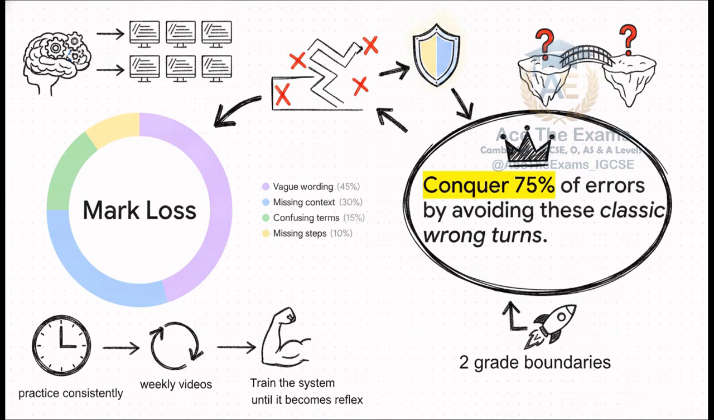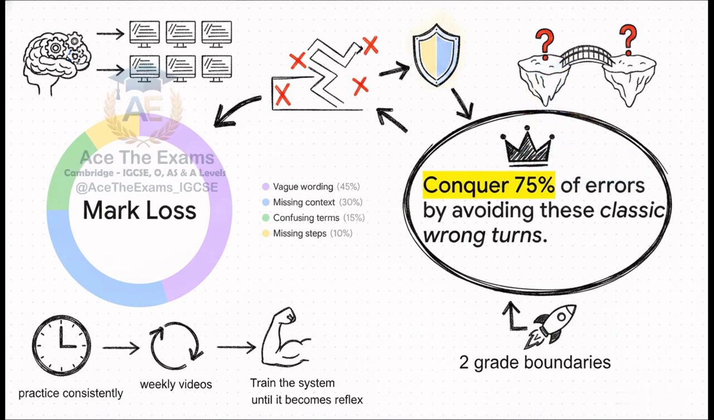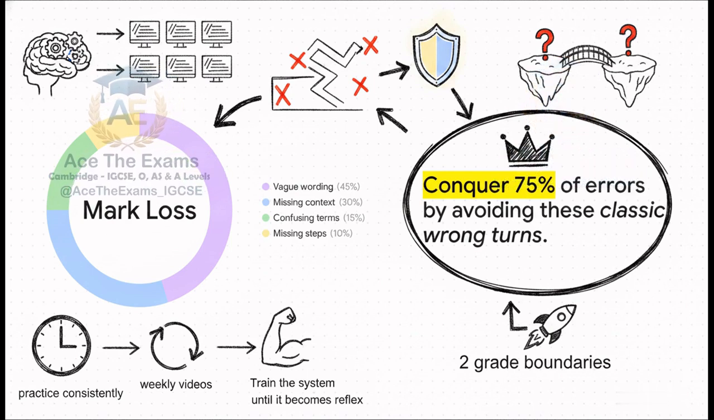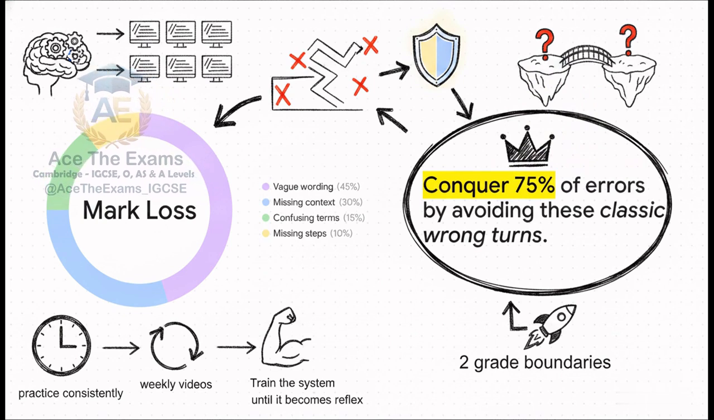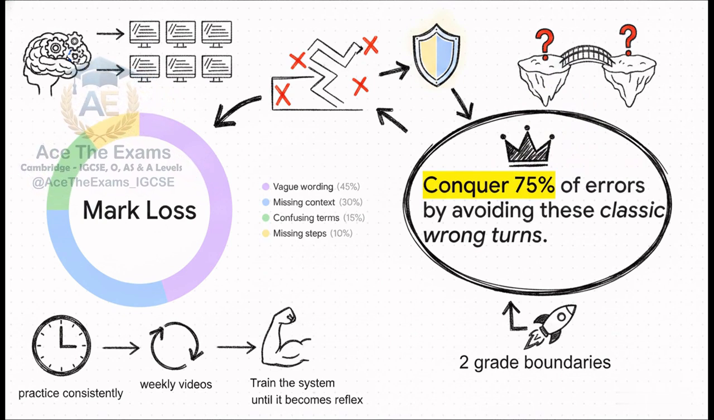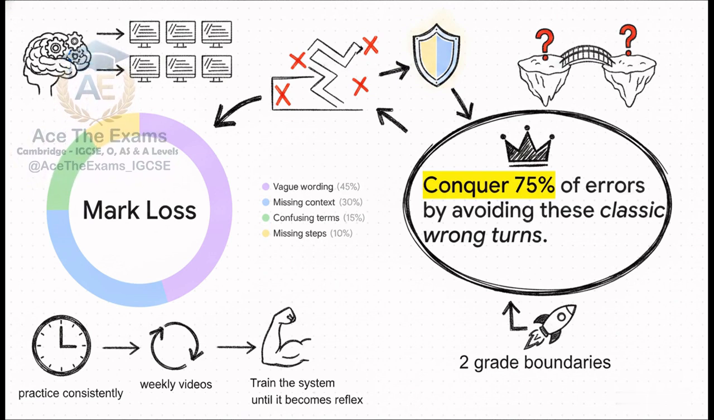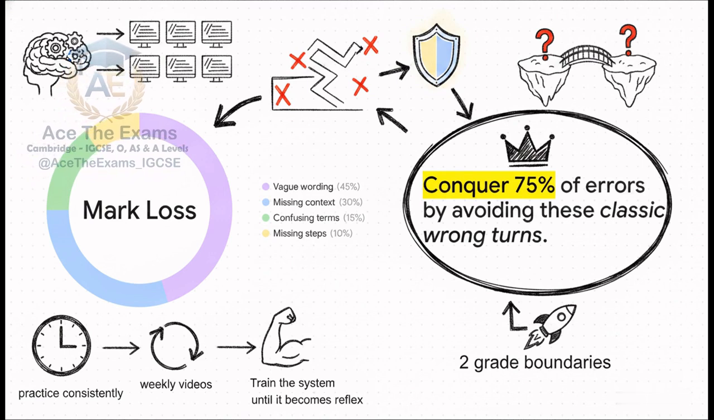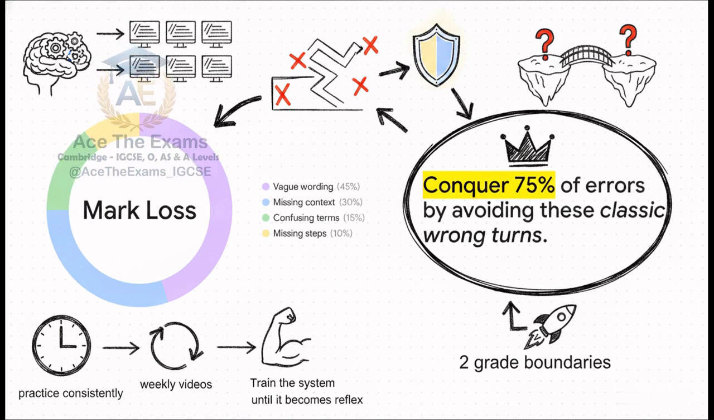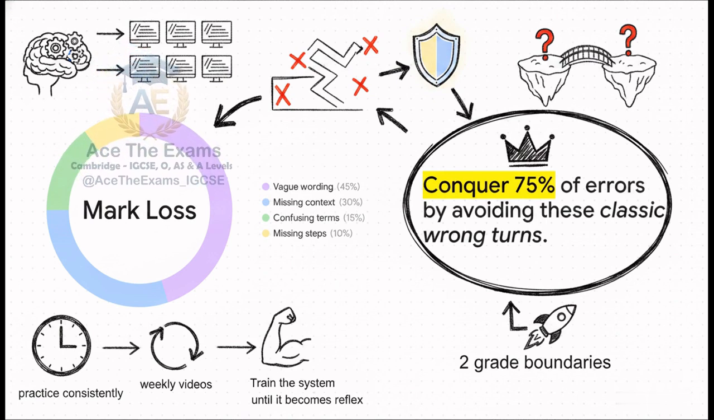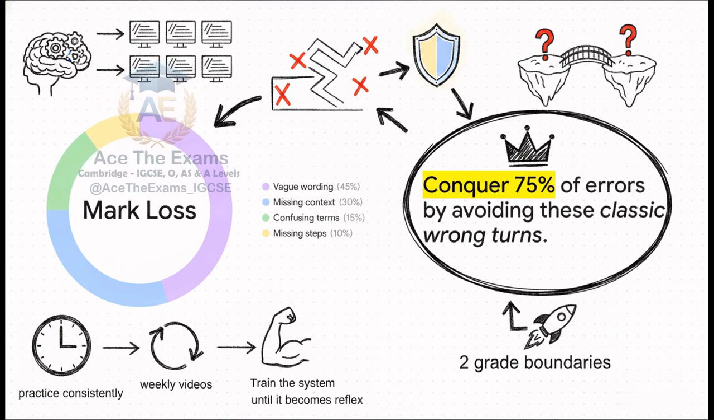Take a really close look at this breakdown because it visually represents exactly where students massively hemorrhage marks every single year. A staggering 45% of marks are lost simply to vague, imprecise wording. Another 30% are lost entirely due to missing the required context. Think about that for a second. You can completely conquer 75% of your typical exam errors simply by forcing yourself to be specific and actively anchoring your knowledge to the given scenario. Students who implement these exact computer science strategies see an average improvement of 2 full grade boundaries. That is massive. But, and this is a really massive but, that only happens if you practice consistently.